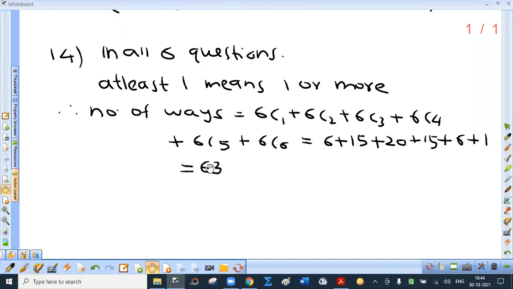Actually, there is a shortcut method also that we can use once we do the binomial theorem. See, sum of binomial coefficients of order n is 2 raised to n. So this is of order 6. So 2 raised to 6, that is 64. But 6C0, that is 1, is missing. So 64 minus 1, that is 63. But we haven't done that topic, and that is why I have used this method rather. So write down.